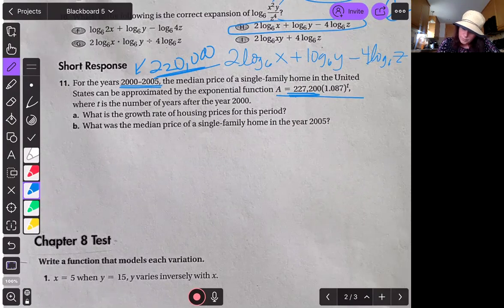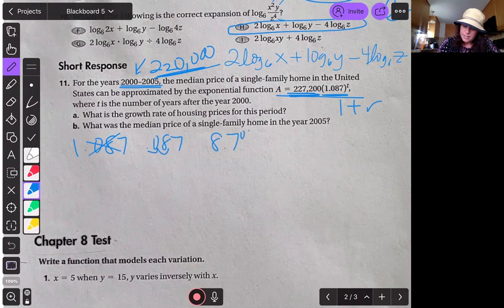Letter A, what is the growth rate? Well, the growth rate is right here. The growth rate is not 1.087. That is not the growth rate. The growth rate is to kind of ignore the 1, because this is 1 plus r. So it's 0.087, and as a percentage, it's 8.7%. That means that people who purchased their home in 2000 were getting 8.7% return on their investments in their home, which is pretty crazy. All right, so what was the median price of a single family home in 2005?